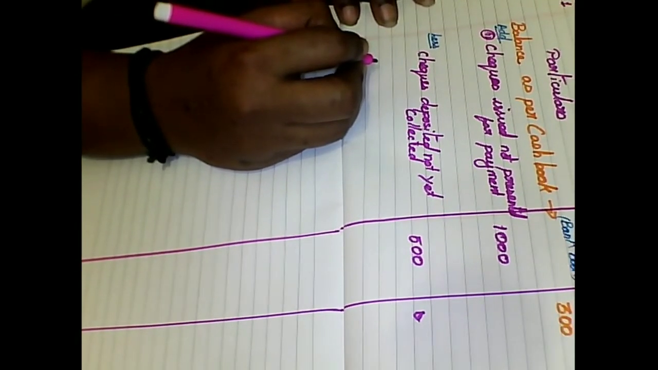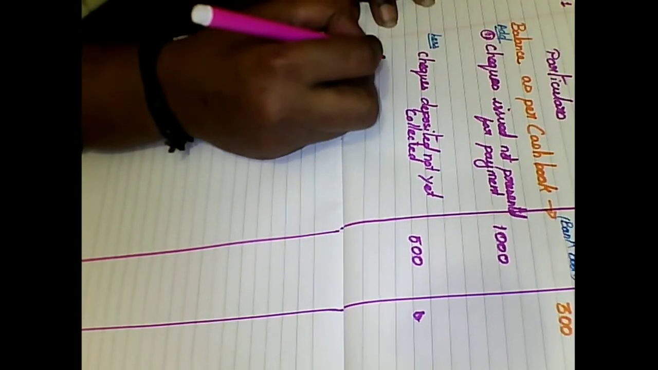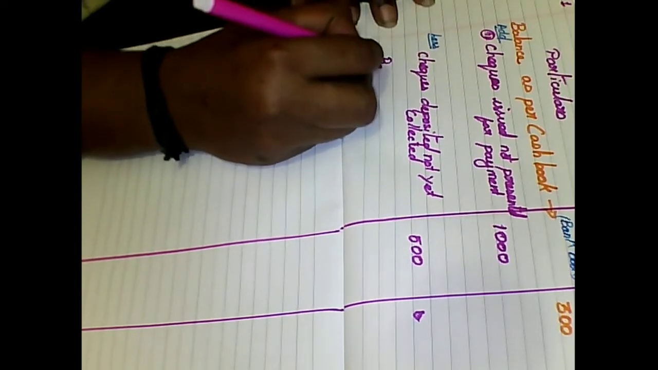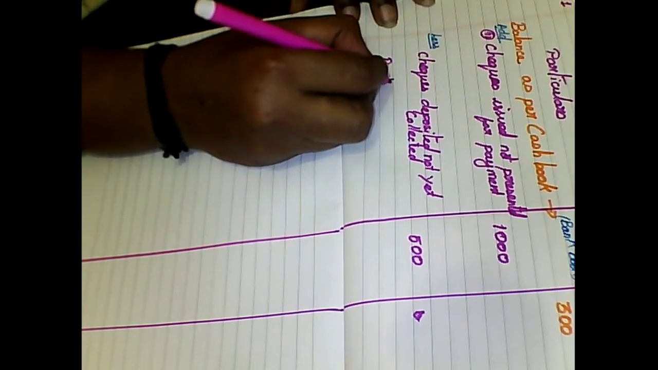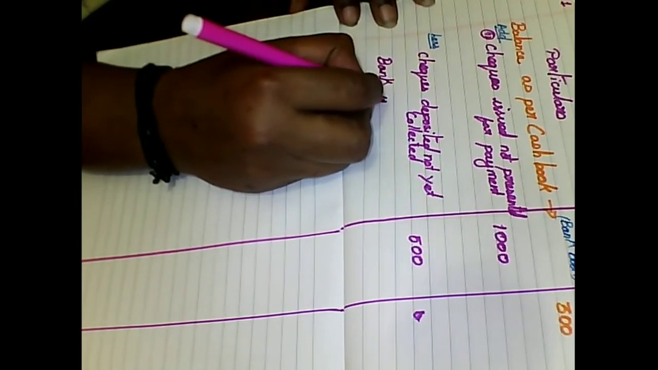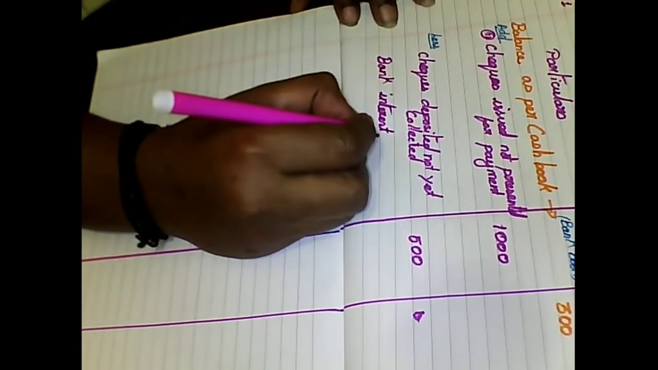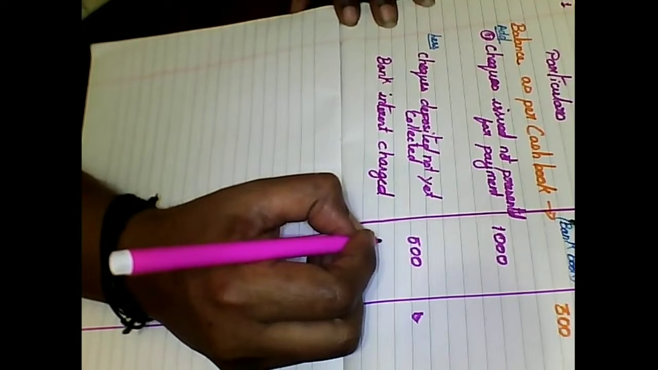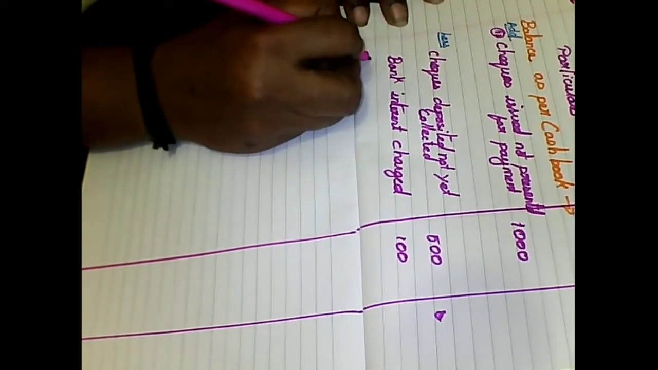And the next heading, third one, is bank interest charged. So the bank has charged some interest, so obviously the amount will be reduced. If you use a debit card or something for our transactions, whatever they are doing, they charge some interest. So our bank account will be reduced. Charged amount is 100.